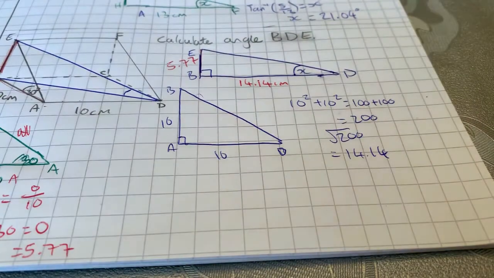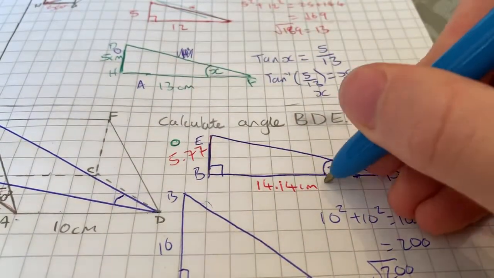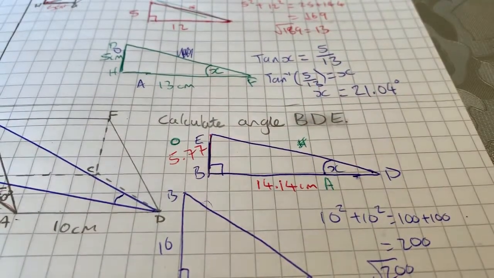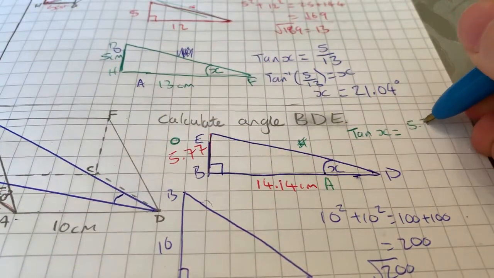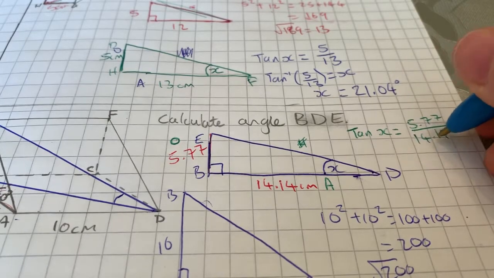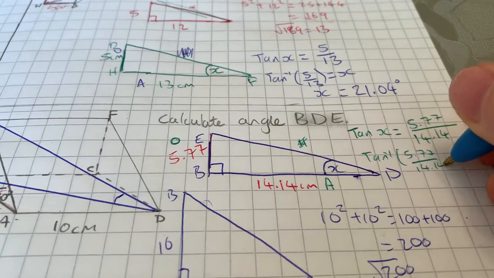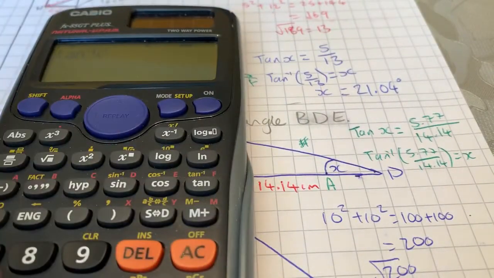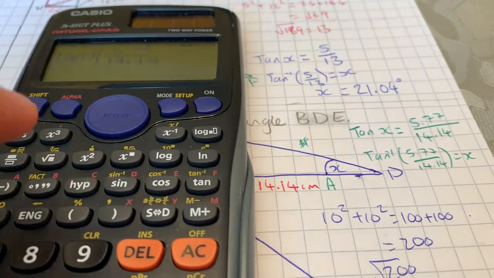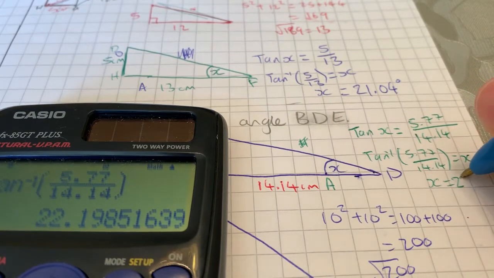Now, on this triangle that we started with, we'll come back to it quickly. We want to find X. We know that this side here is the opposite. We know this is the adjacent and hypotenuse, but we don't need it, so it's a tan again. So we know tan X equals opposite, 5.77 over 14.14. So it's tan minus 1 of 5.77 over 14.14 is X. So we put that in the calculator, shift tan, 5.77 over 14.14, close the bracket just in case, and we should get an answer for X of 22, rounding it to 2 decimal places gives me 22 degrees.